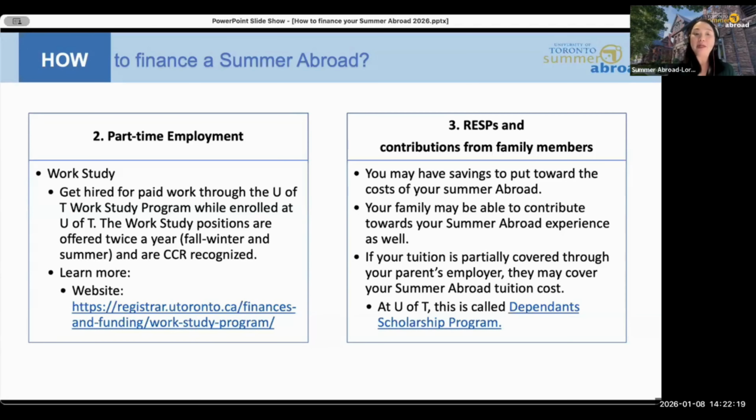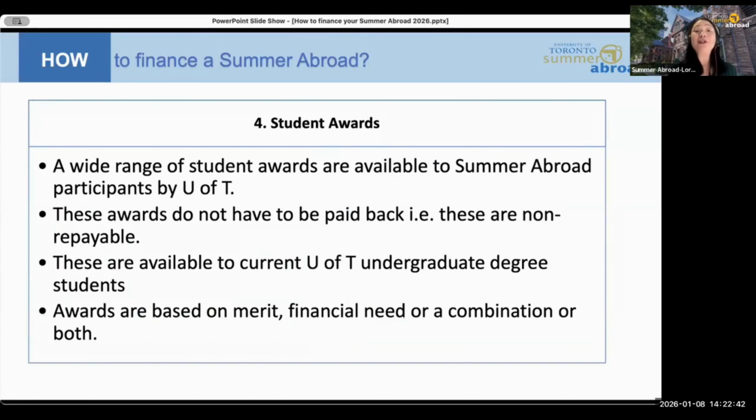There are quite a number of links that are going to be embedded in my slides, and don't worry, I will be making sure that the slides are available to you as well on the Summer Abroad website. As long as you have a profile created, you will be able to access these under the document library on the Summer Abroad portal site. Okay. Let's move to student awards, the most important piece.